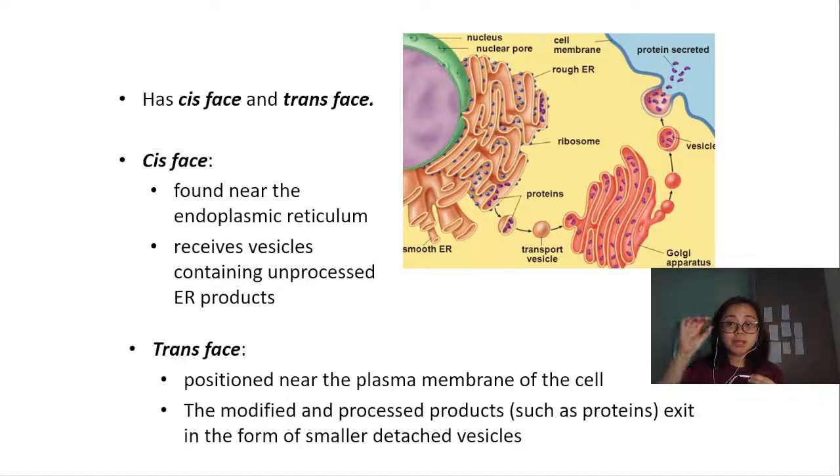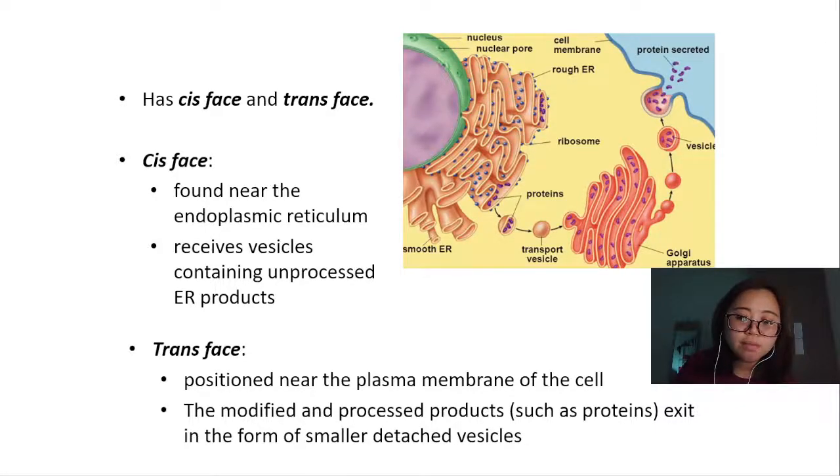Bahan-bahan akan masuk melalui cis phase yang menghadap endoplasmic reticulum dan barang-barang yang sudah modify sedia untuk transport akan keluar melalui trans phase. Trans because it is already transformed. And this trans phase is usually positioned near the plasma membrane of the cell so that it can be pushed. Okay, the modified and the processed products such as proteins will exit in the form of smaller detached vesicles.